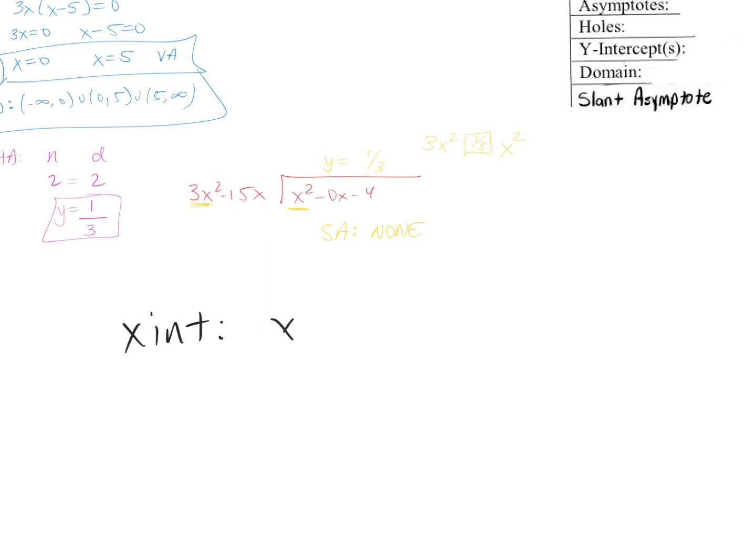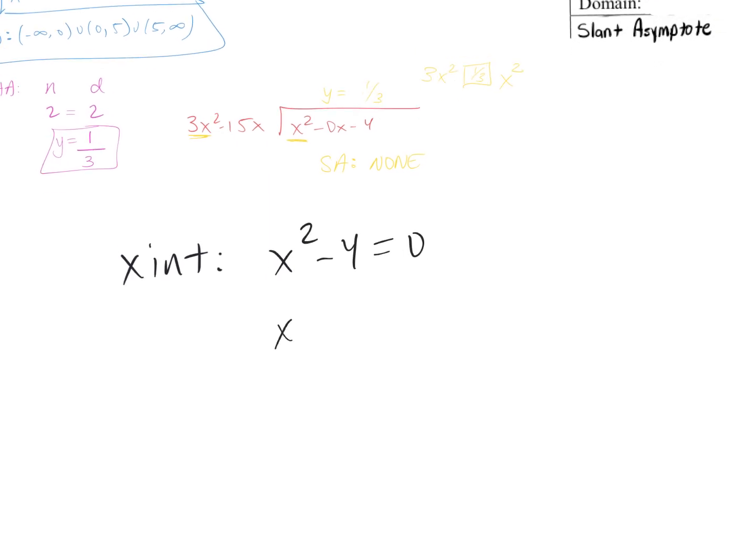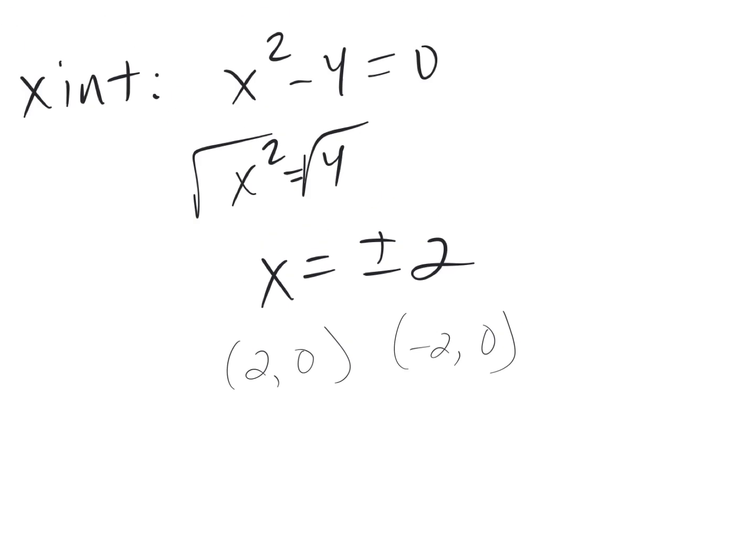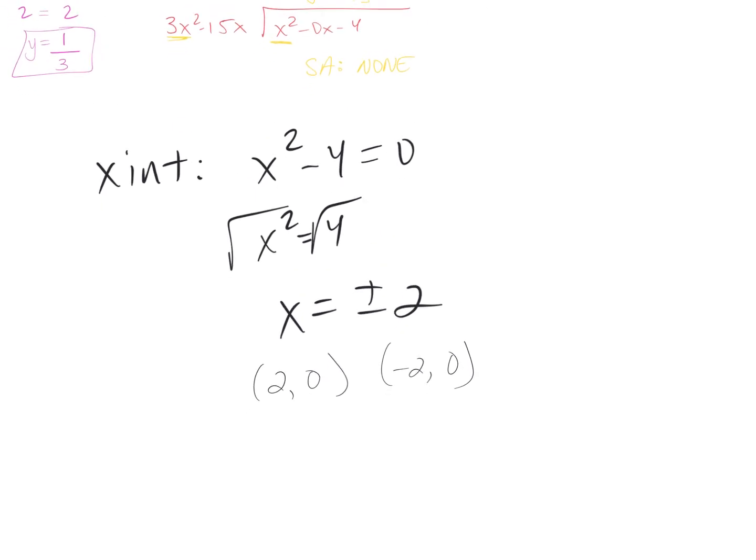Numerator equal to 0. X squared minus 4 equals 0. X squared equals 4. Take the square root. So x equals what? Plus or minus 2. Intercepts are written as ordered pairs. How do I write that? (2, 0) and (-2, 0). Good. X-intercepts, y-intercepts, ordered pairs.